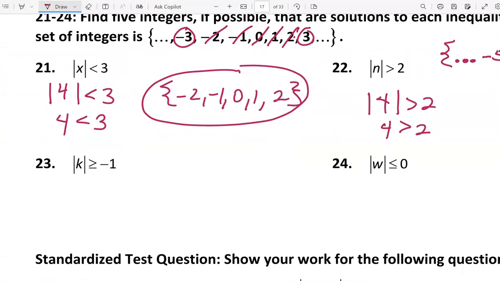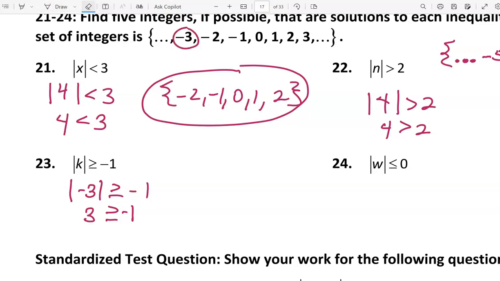All right, let's check out number 23. And this time we're using the variable k, but it doesn't really matter. Same thing. Let's check some numbers here. Let's check -3. That would give us 3 is greater than or equal to -1. That's true. If we replace k with -2, that gives us 2 is greater than -1. Cool, that one works too.